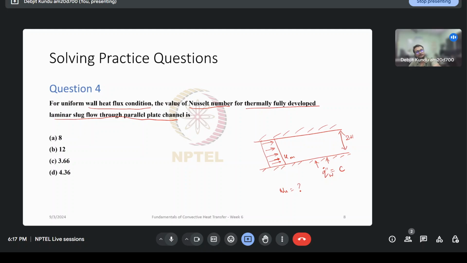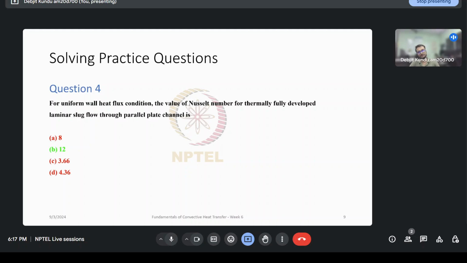Let's take a look at the solution. It's actually option B, 12. It's one of the highest values that we saw. So this was 12, and that for a circular pipe with laminar slug flow and uniform heat flux condition, it was option A, 8.